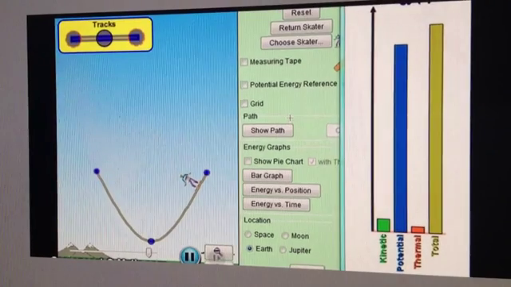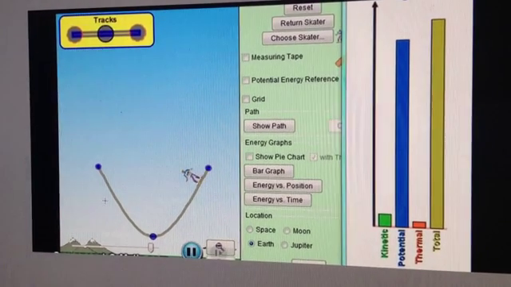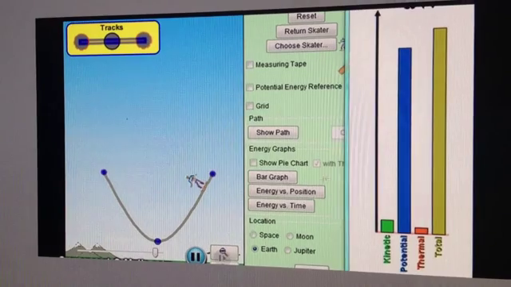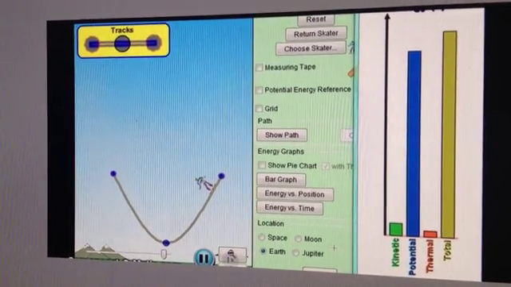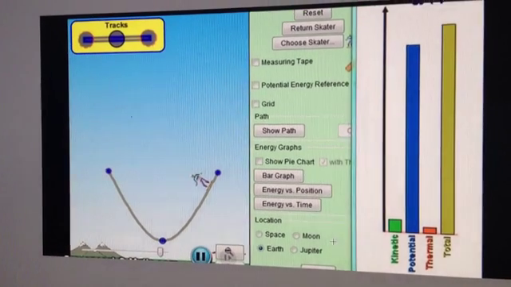There's a grid because you can also change the actual track. And yes, you can also change the location. So you can go either to space, the moon, or Jupiter, or stay on Earth.